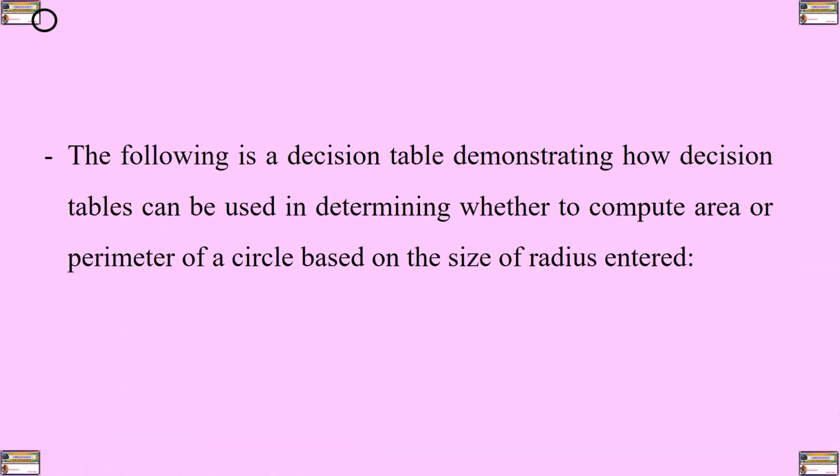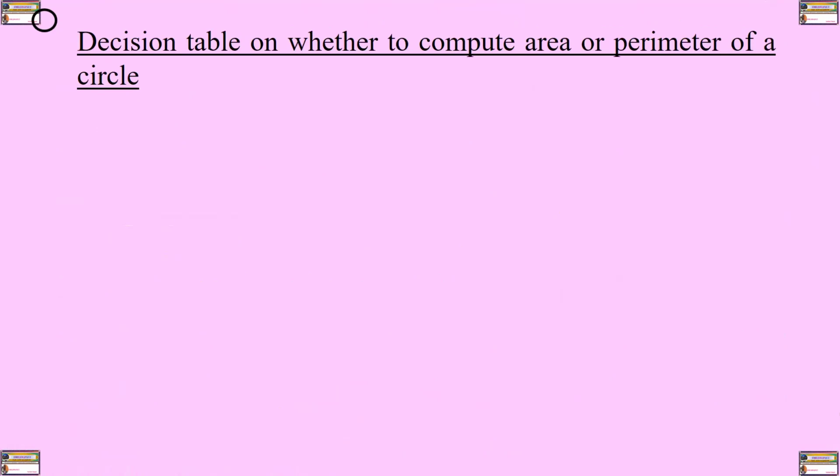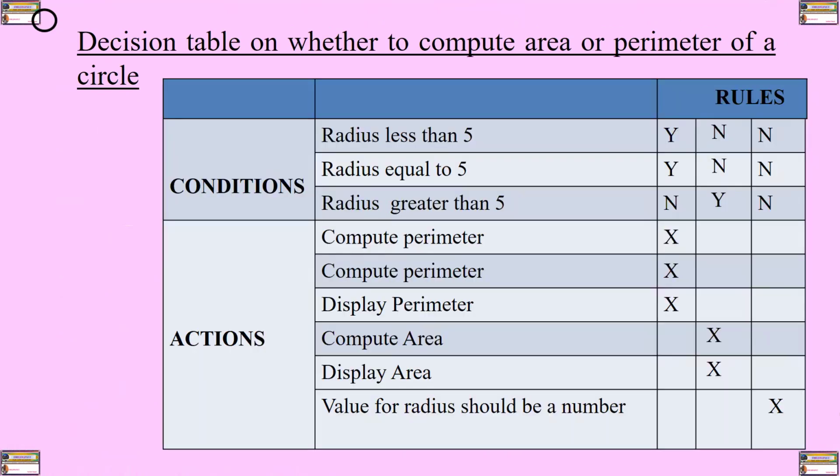The following is therefore a decision table demonstrating how decision tables can be used in determining whether to compute area or perimeter of a circle based on the size of the radius entered. So as usual, you begin with the title of the table. So this is a decision table on whether to compute area or perimeter of a circle. As you can see, this table contains the conditions and the rules and actions. An example is condition: if radius is less than 5, that is yes, then compute area as the action.